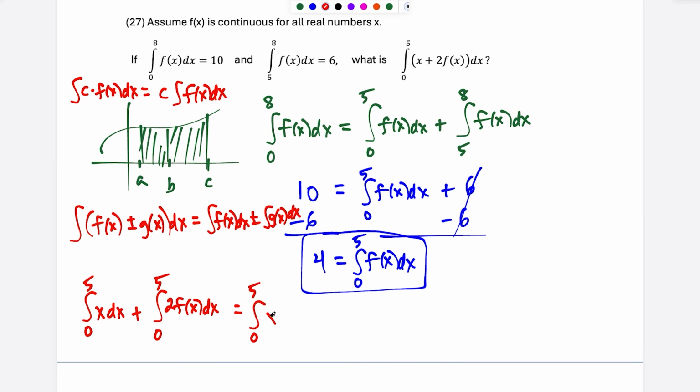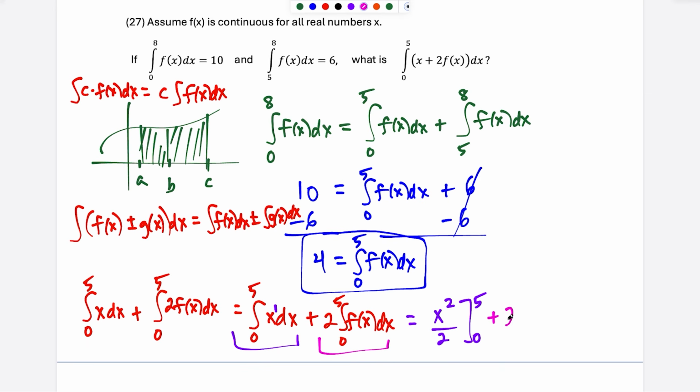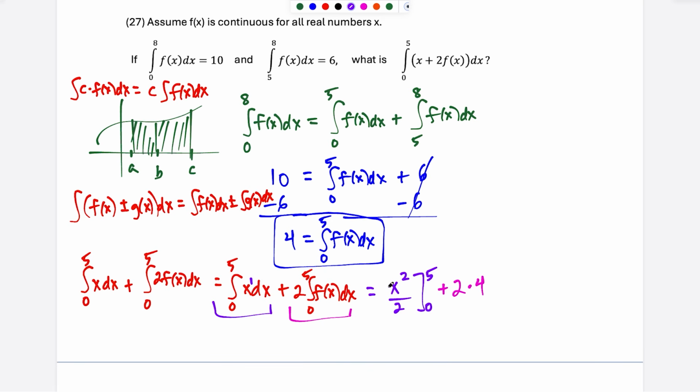We have the integral from 0 to 5 of x dx plus 2 times the integral from 0 to 5 of f of x dx. So now for this piece, I'll underline in purple. To evaluate this, we're going to use the fundamental theorem of calculus. The antiderivative of x to the first is x to the second, divided by 2, but I'm evaluating from 0 to 5. And then plus, for the next piece, I'm just using what we had in blue over here: 2 times the integral from 0 to 5 of f of x dx, which worked out to 4.